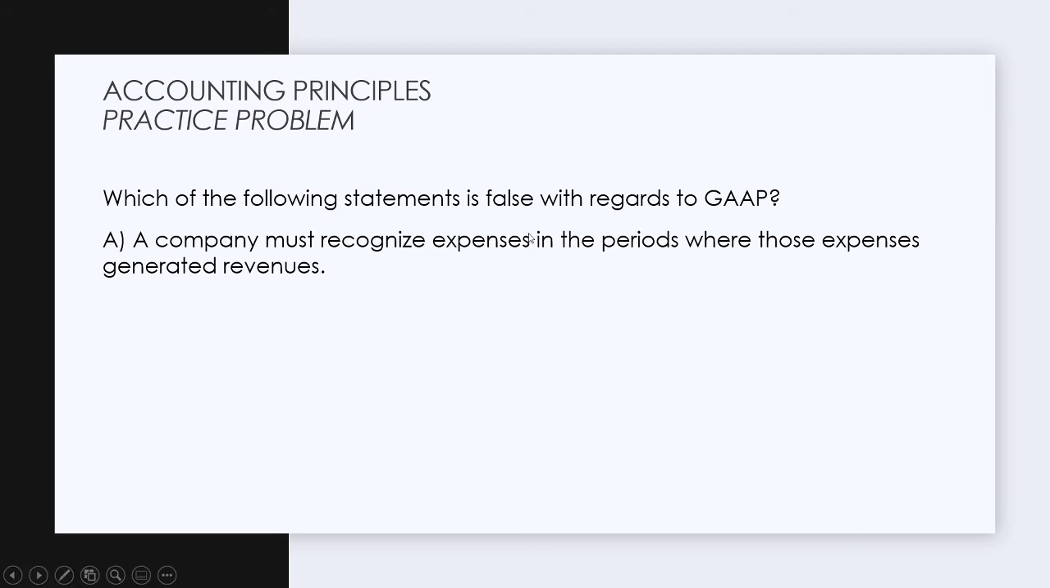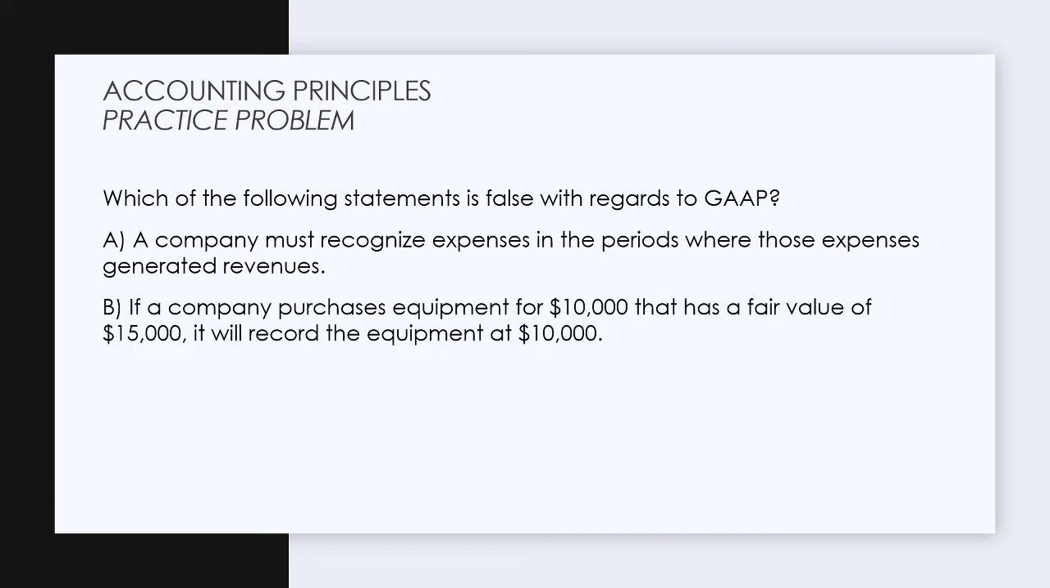Which of the following statements is false with regards to GAAP? And so the key word here is false. So we're looking for which statement is not true. So we'll pass on the true statements. I'm going to walk through each one of these and why the answer is correct or not correct. A, a company must recognize expenses in the periods where those expenses generated revenues. So we know that's the matching principle. We talked about that. So that's a true statement, so that's not the answer.